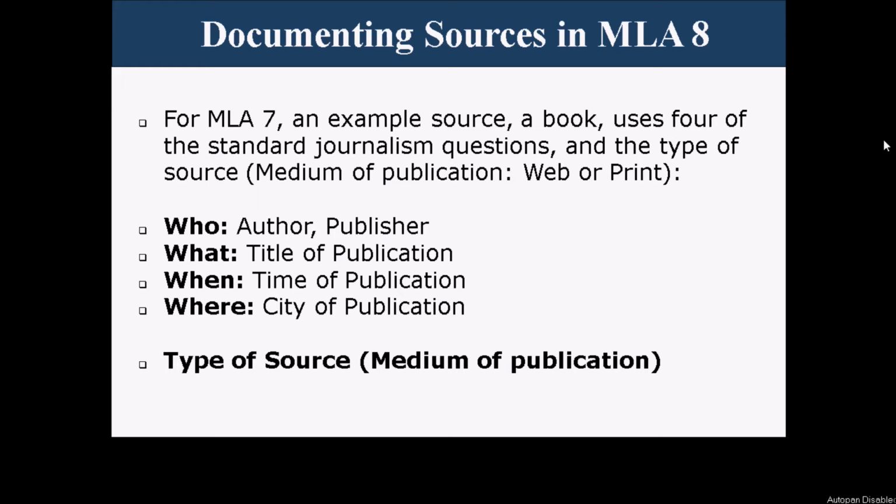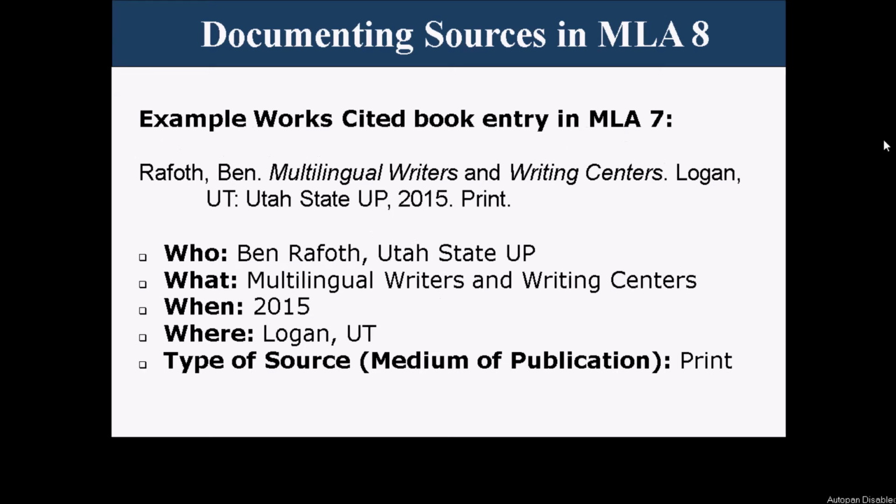Notice that we have the who, the author or publisher, the what, the title of publication, the when, the time of publication, and the where, the city of publication, in addition to the type of source, the medium of publication, web or print. This is how things were set up in MLA 7. For example, here's what a book looks like in MLA 7.